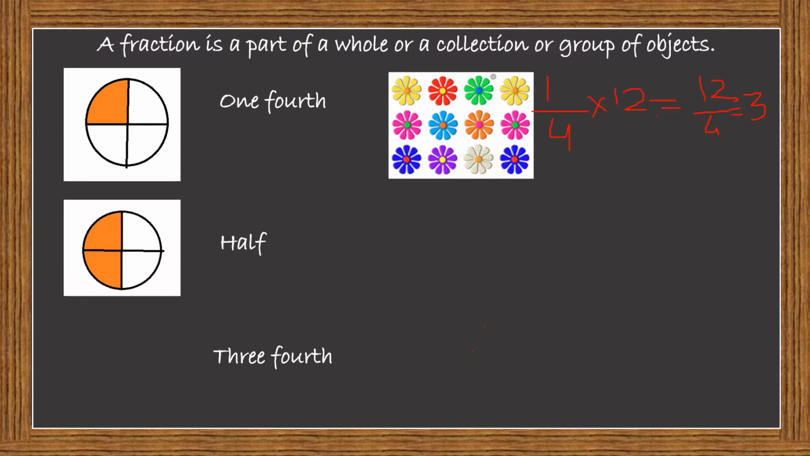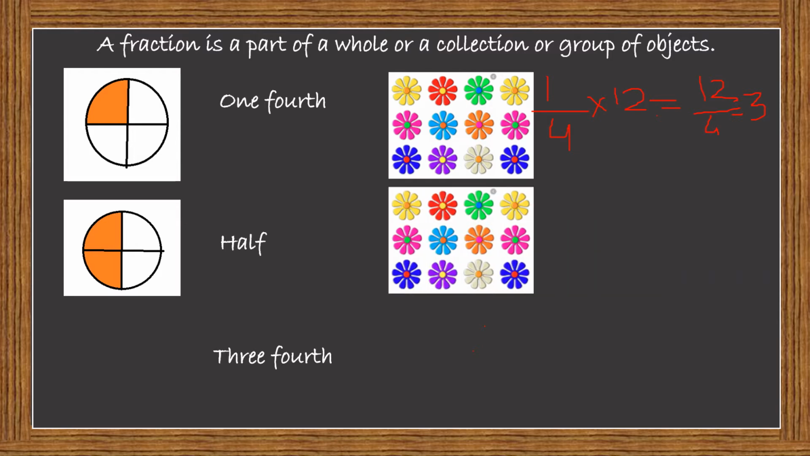Now here is a diagram which we have considered as a whole and the half part of the diagram is shaded. Now we will consider a fraction as a collection or a group of objects. So here is a collection of flowers. Again, there are 12 flowers. Now we will calculate half of this collection. So half of this 12. So it is 12 divided by 2. As we have multiplied by the numerator and divided by the denominator, which is equal to 6.